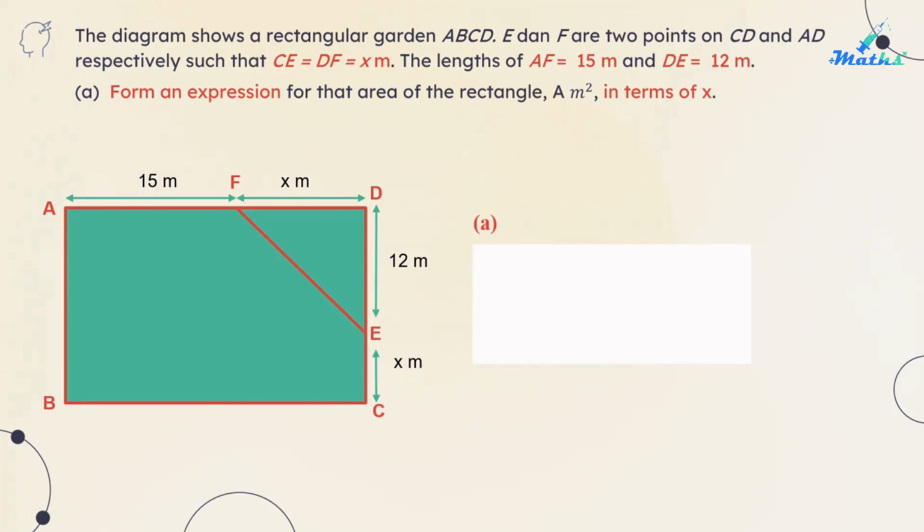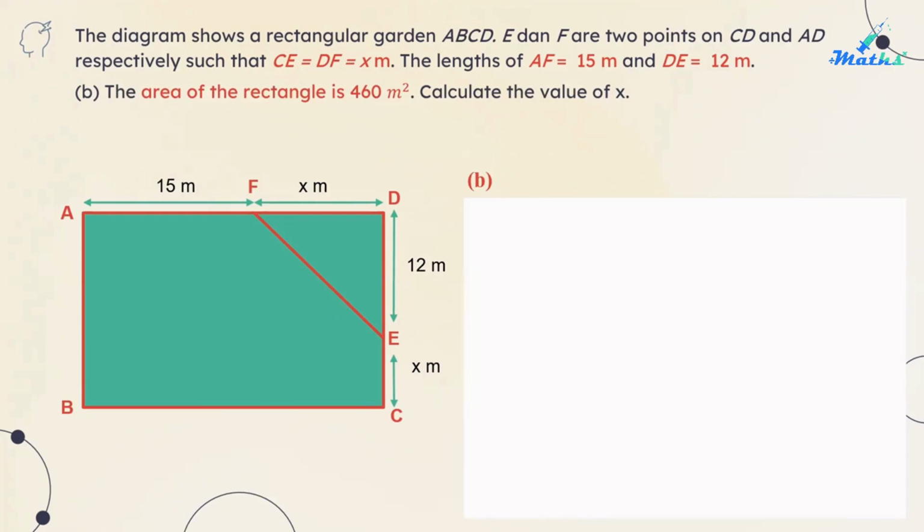Question a: form an expression for the area of the rectangle in m squared in terms of x. What is the formula for area? It is width multiply height. So, what is our width? 15 plus x, multiply our height, 12 plus x. So the answer will be like this: A equal to x squared plus 27x plus 180. Okay, proceed to question b.